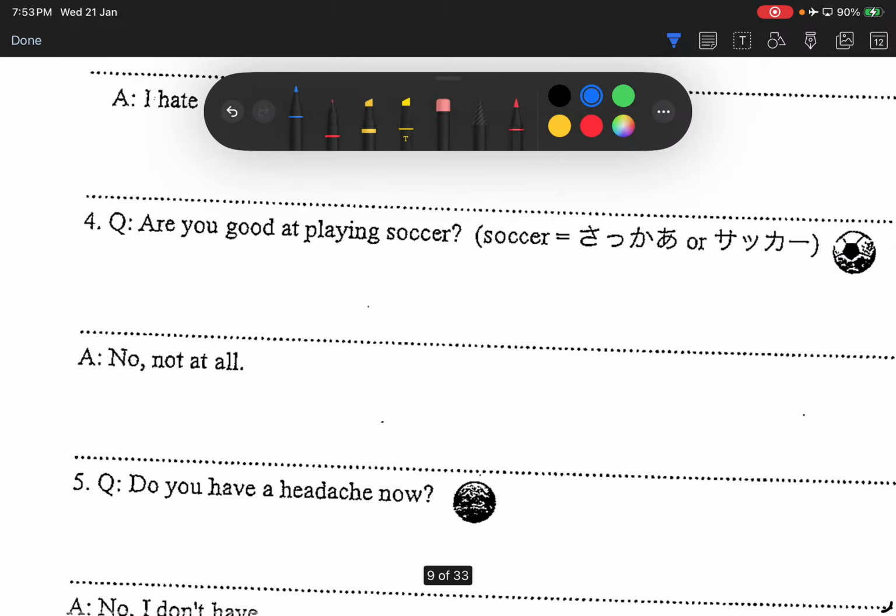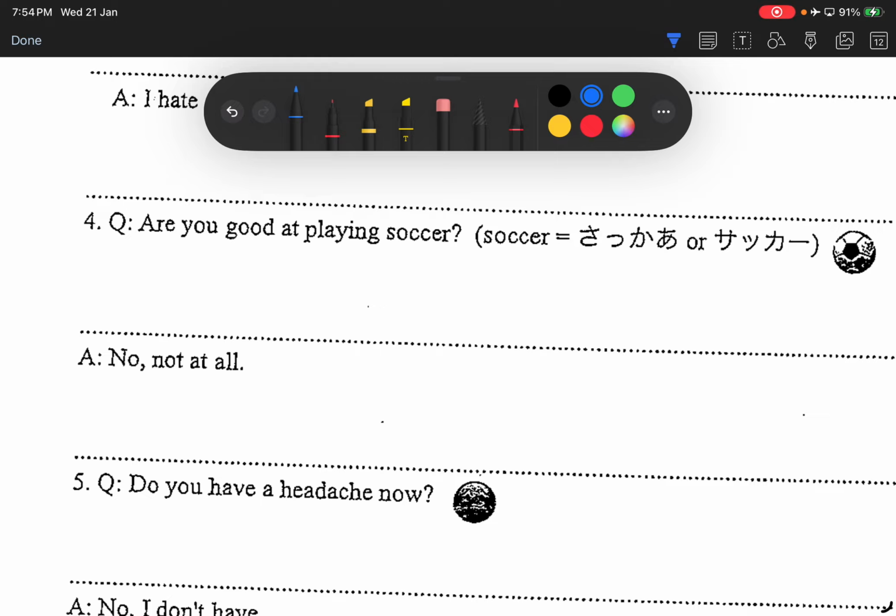Okay, number 4 question. Are you good at playing soccer? あなたはサッカーの良いですか? One more time. あなたはサッカーの良いですか? Okay, we use no when we have two nouns together. So saka is a noun, yes, but yoi, is it a noun?